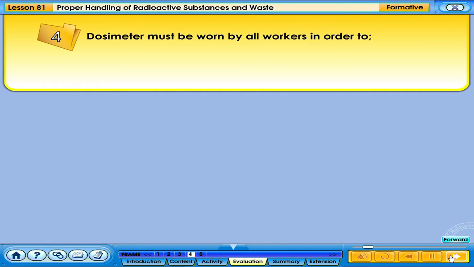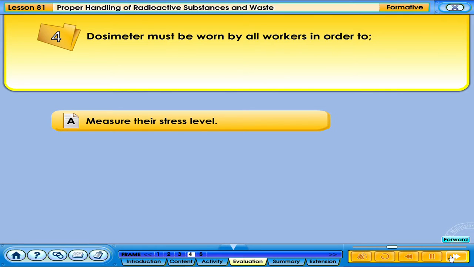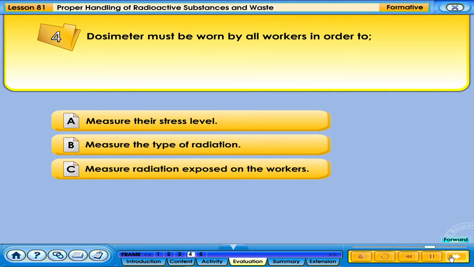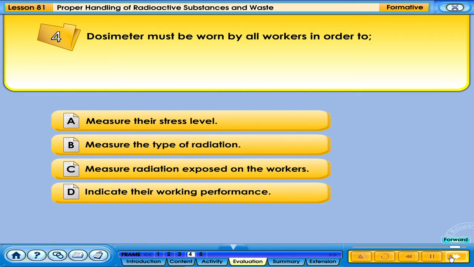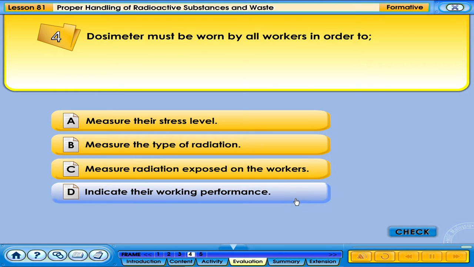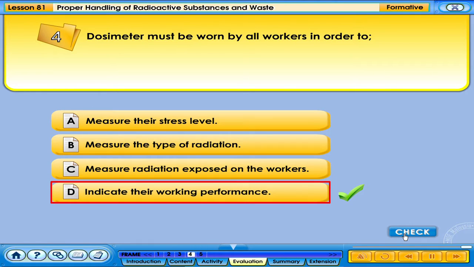Dosimeter must be worn by all workers in order to A. Measure their stress level. B. Measure the type of radiation. C. Measure radiation exposed on the workers. D. Indicate their working performance. That's not right. Please try again. Your answer is correct.